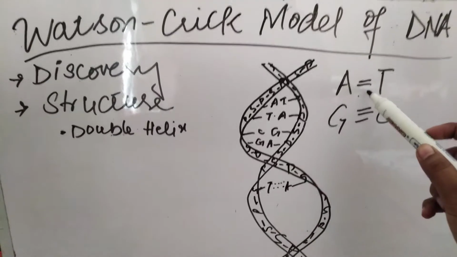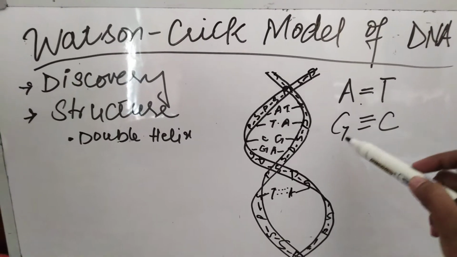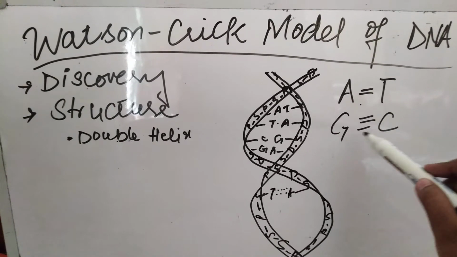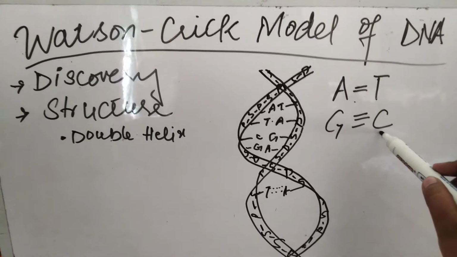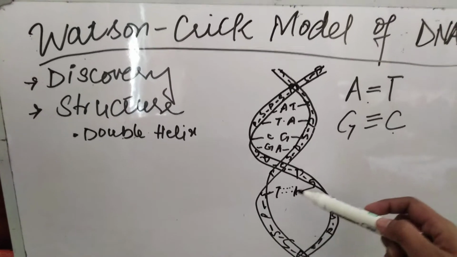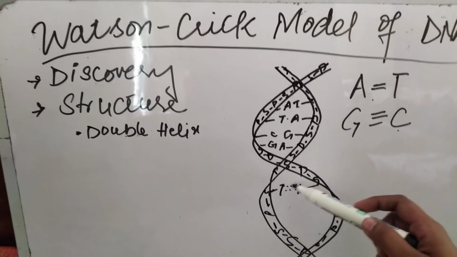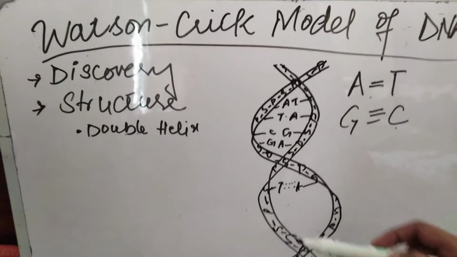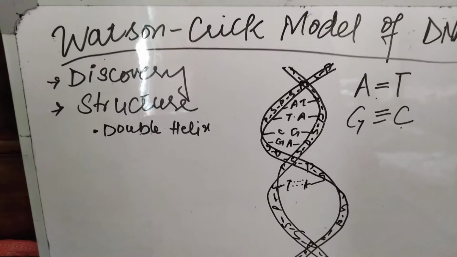There will always be hydrogen bonding. There are two bonds between adenine and thymine, and there will be three hydrogen bonds between guanine and cytosine. And as you know, we show hydrogen bonding in dotted form. That's why we are going to draw this in dotted lines.